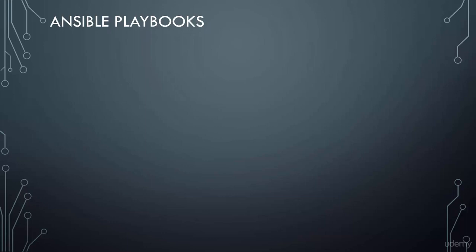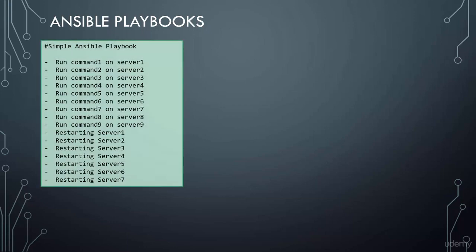Ansible Playbooks are Ansible's orchestration language. It is in Playbooks where we define what we want Ansible to do. It is a set of instructions you provide Ansible to work its magic. So for example, it can be as simple as running a series of commands on different servers in a sequence and restarting those servers in a particular order.